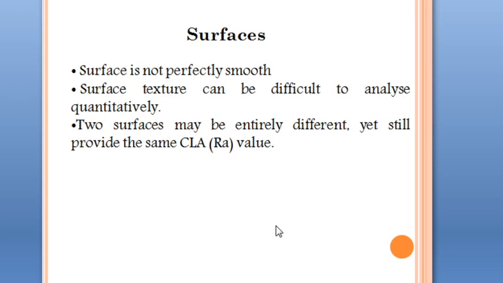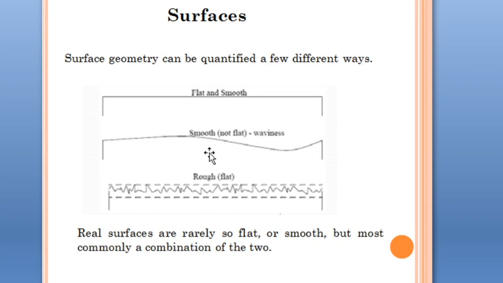Roughness is represented by an Ra value. Ra is the average value, the center line average. The surface is represented here as flat and smooth. Here it is smooth but not flat. Therefore some waviness occurs here. It moves upward, then lowers down, and becomes waviness. The surface is smooth but not flat.